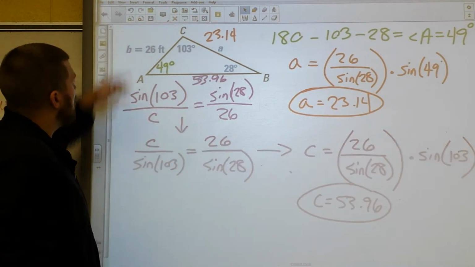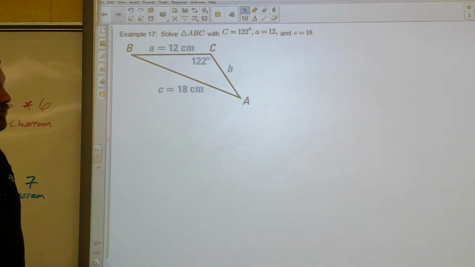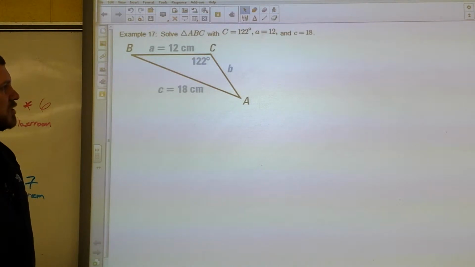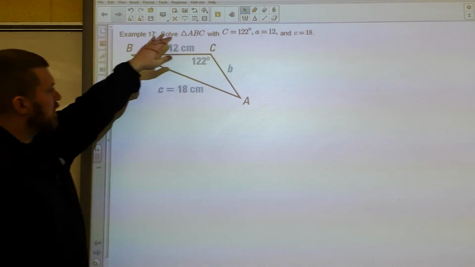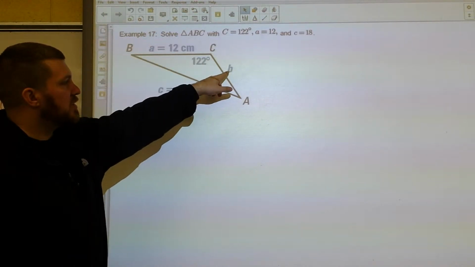Okay. Now here we want to solve triangle ABC. We're told that angle C is 122, side C is 18, and side A is 12. Again, solve the triangle means we just find all the missing pieces. This time, since I already have 2 of the sides, I'm going to go ahead and find side B.